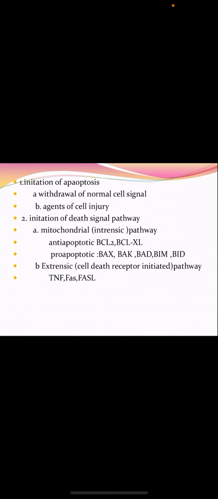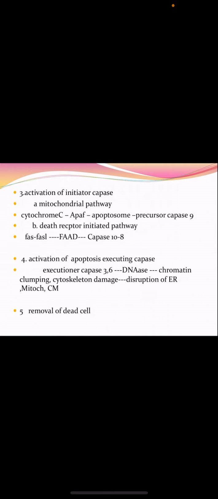In the extrinsic pathway, tumor necrosis factor receptors are involved, FAS, and FASL is the ligand for FAS. Ligand, not the ligament. Activation of initiator caspase. In the mitochondrial pathway, cytochrome C attaches to apoptosis activating factor and forms apoptosomes, and a precursor procaspase is activated, and death receptors initiate their pathway. FASL binds to FAS, then FAS associated death domain, and it will activate caspase 8 and 9.